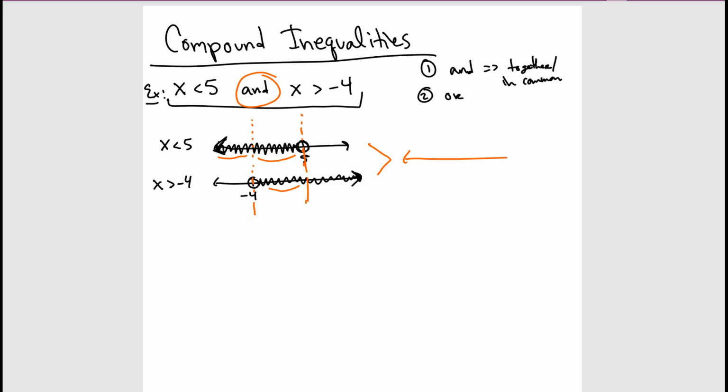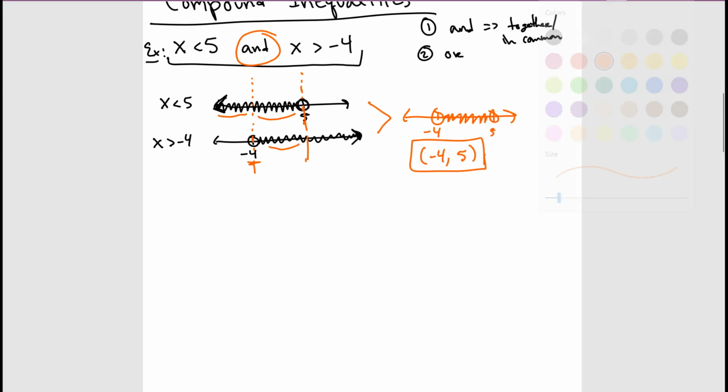So what is this going to be? This part is everything from -4 not included all the way to 5 not included. Everything in between these two numbers will be a solution. So the solution to this question will be from -4 to 5. That is my answer. That's all there is to it. Now let's do another problem, now that you kind of get the gist of it.